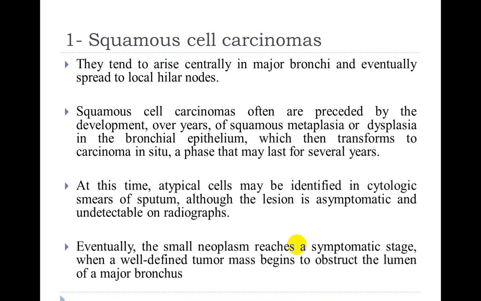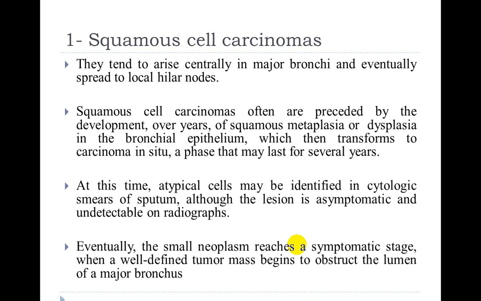To start with the types of pulmonary cancer, first, squamous cell carcinoma. They tend to arise centrally in major bronchi and eventually spread to local hilar lymph nodes. Of course, adenocarcinoma, small cell lung cancer, and squamous cell carcinoma are all mostly presented as a central mass. They are bronchogenic carcinomas, collectively known as bronchogenic carcinomas. Okay?